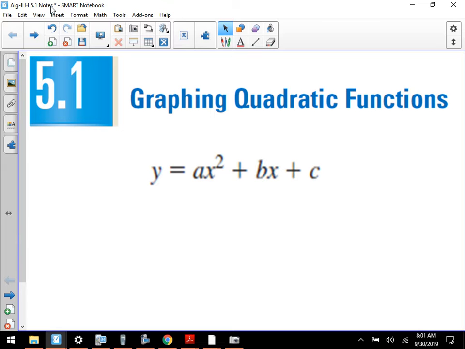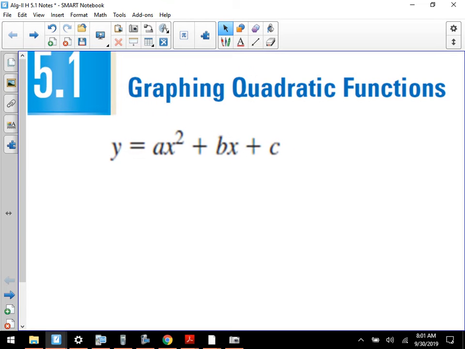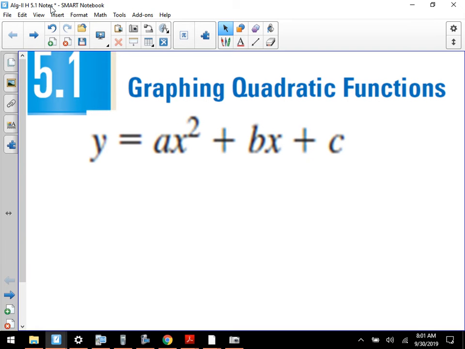So to start with, what we have with quadratics is that you guys have dealt with this before. A quadratic function is one that can be written in this format. This is what you call the standard form of a quadratic. Ax squared plus bx plus c, where a, b, and c are the coefficients.